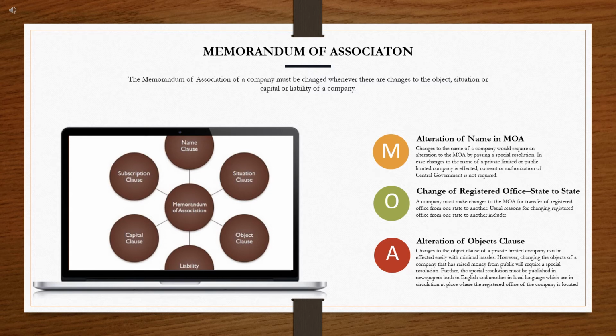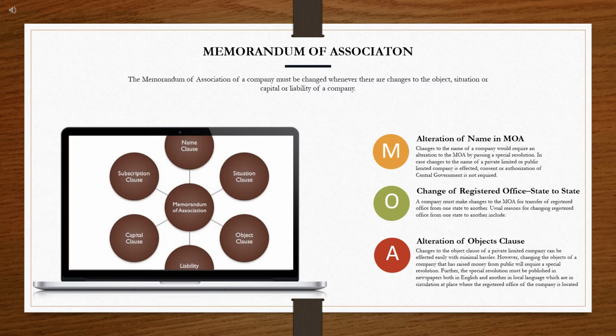Alteration of name in MOA. Changes to the name of a company would require an alteration to the MOA by passing a special resolution. In case changes to the name of a private limited or public limited company is affected, consent or authorization of central government is not required. In any other case, the consent of central government would be required.